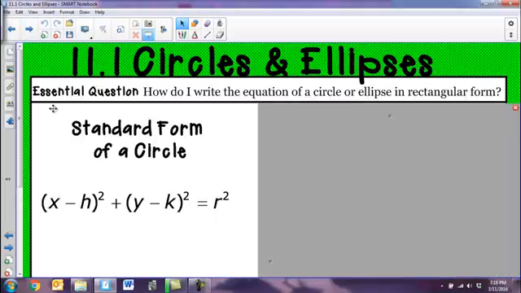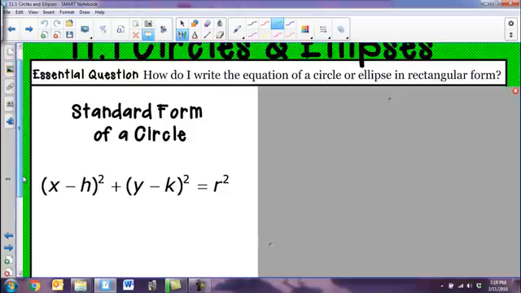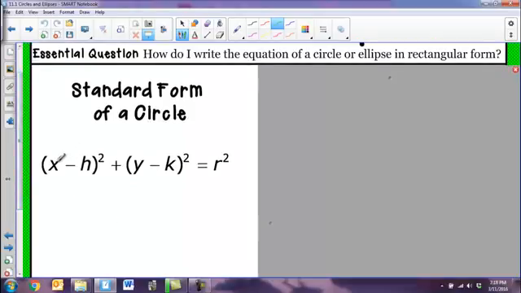Okay, so the first thing that you need to know are the standard forms of our types of equations. The first one that we're going to look at is a circle. A circle has a standard form of (x minus h) quantity squared plus (y minus k) quantity squared equals r squared. And all those things mean pretty much what they've always meant. Your center is going to be at (h, k), so remember that it's going to be opposite of the sign that you see there. And then your radius is just going to be r. So you take the square root of the thing that's by itself.